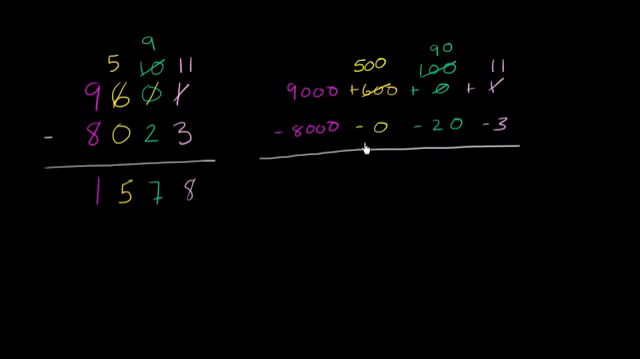11 minus 3 is 8. 90 minus 20 is 70. 500 minus 0 is 500. And then 9,000 minus 8,000 is 1,000. And we got the same result because 1,000 plus 500 plus 70 plus 8 is 1,578.